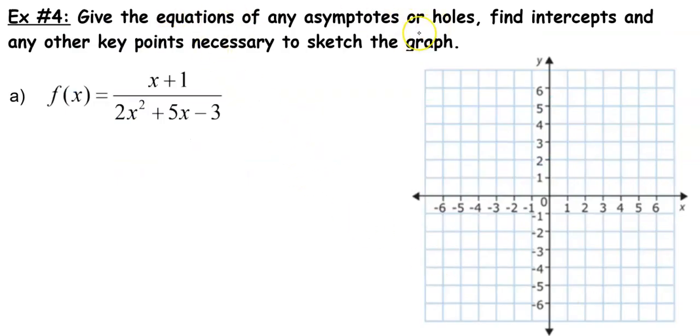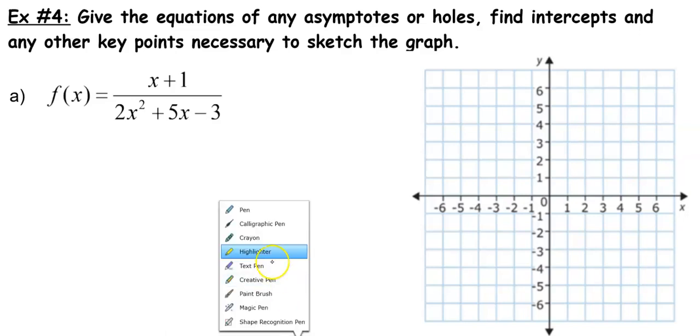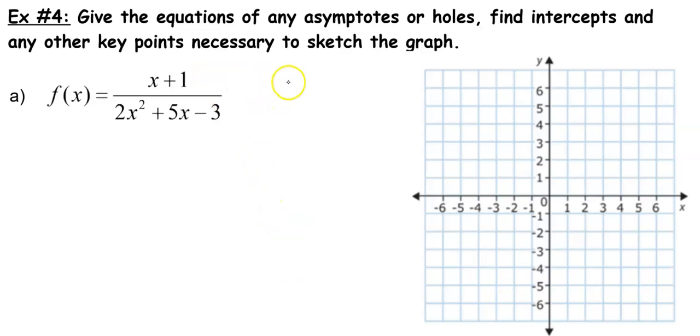So let's give the equations of any asymptotes or holes. Let's find our intercepts or any other key points necessary to sketch this graph. When I am looking at this, the first thing I want to do is take the numerator and the denominator and factor them. Well, on top, x plus 1 does not factor.